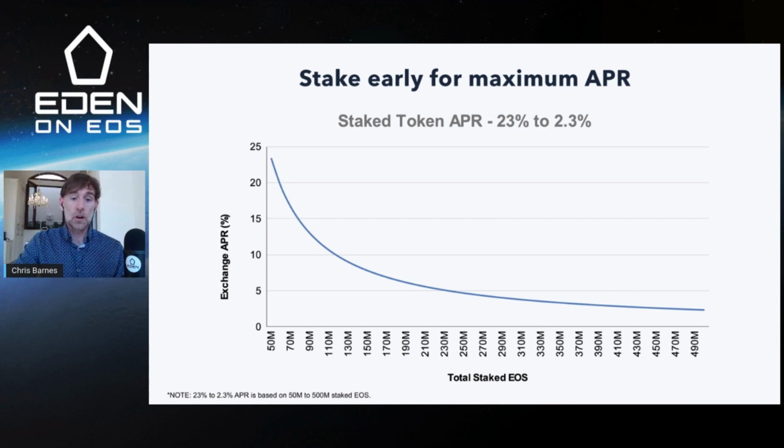For example, if you have 150 million tokens staked to the proxy, that is around 7.5% APR. If by some miracle we're able to achieve huge success with nearly half of all circulating tokens, which is around 500 million EOS staked to this proxy, APR for each token holder would still be roughly 2.3%.